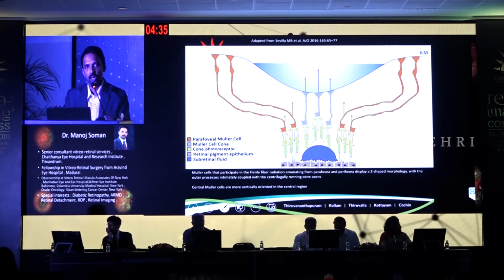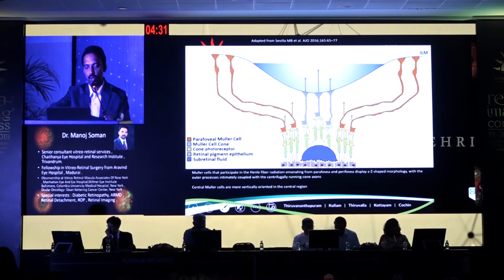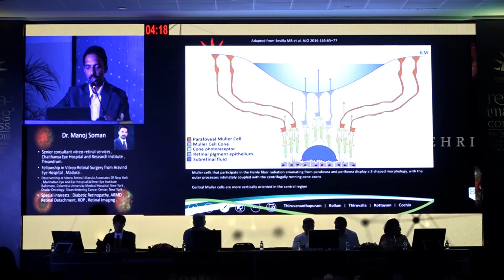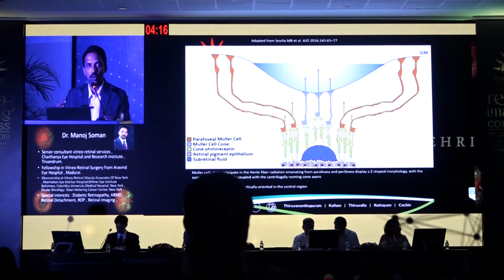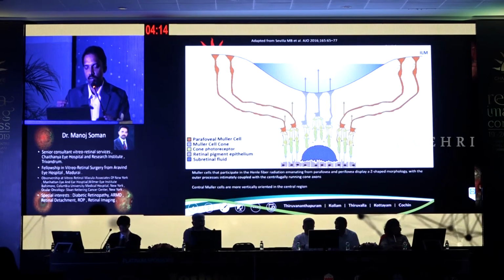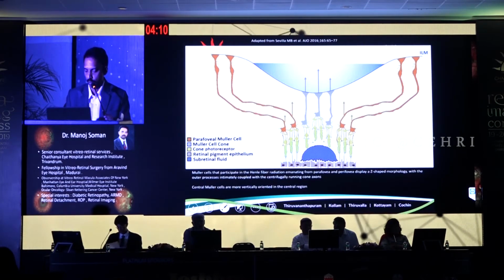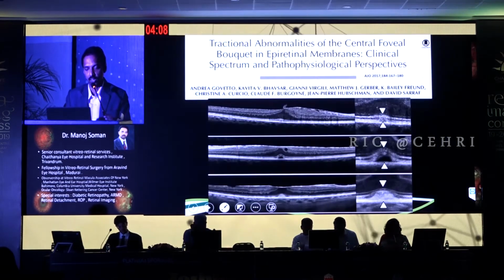Now, it's understood that there are two types of Muller cells. You have these Muller cells here, which participate in the Henle's fiber radiation. They emanate from the parafoveal and the perifoveal region, and they have this Z-shaped morphology. They're loosely arranged. And you have these central Muller cells, which are more vertically oriented, and they are connected with single cone photoreceptors. So you have two types of Muller cells that probably exist.